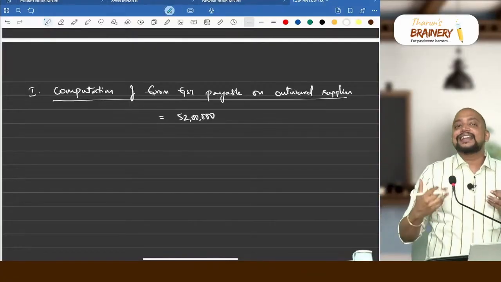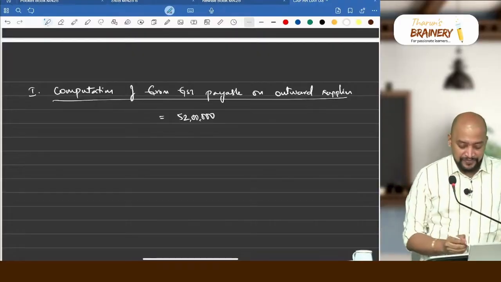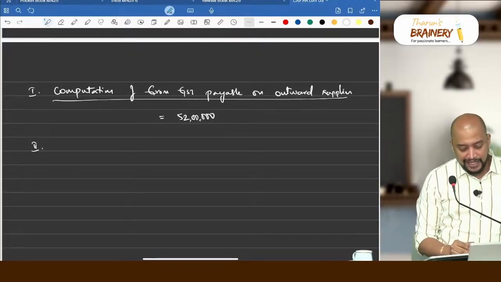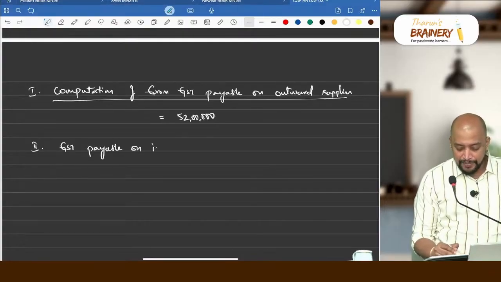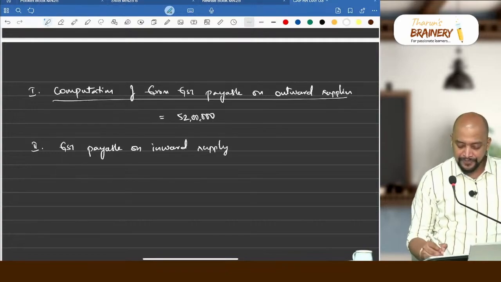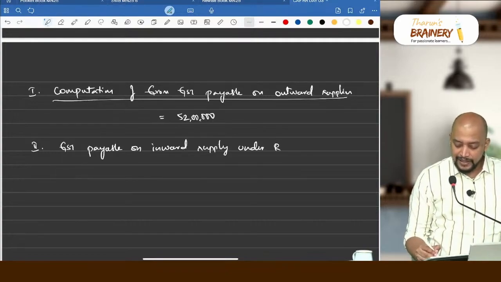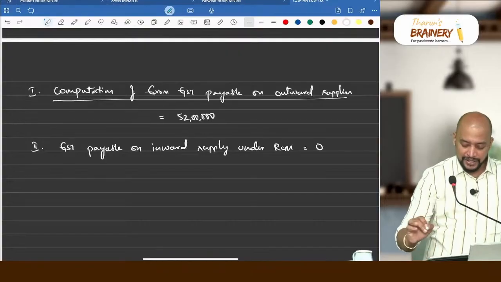Okay. Is there any inward supply under RCM? Nothing. There is no inward supply under RCM. GST payable on inward supply under RCM is statement 2. That is 0. We don't have anything in this question.